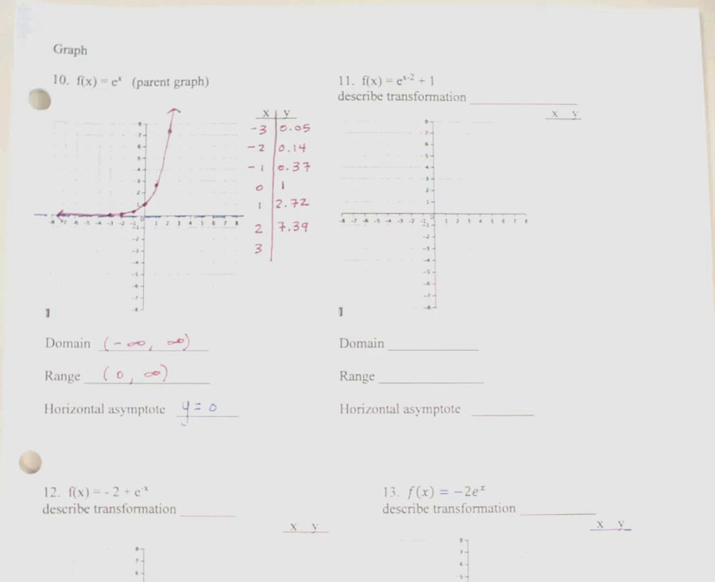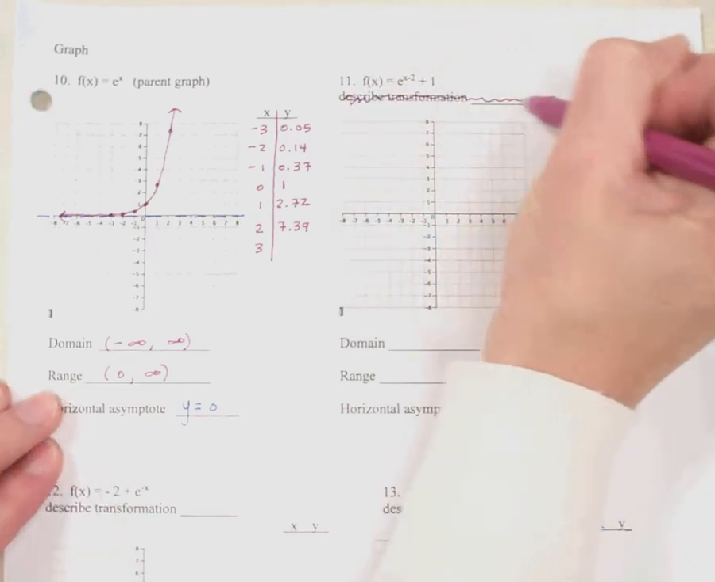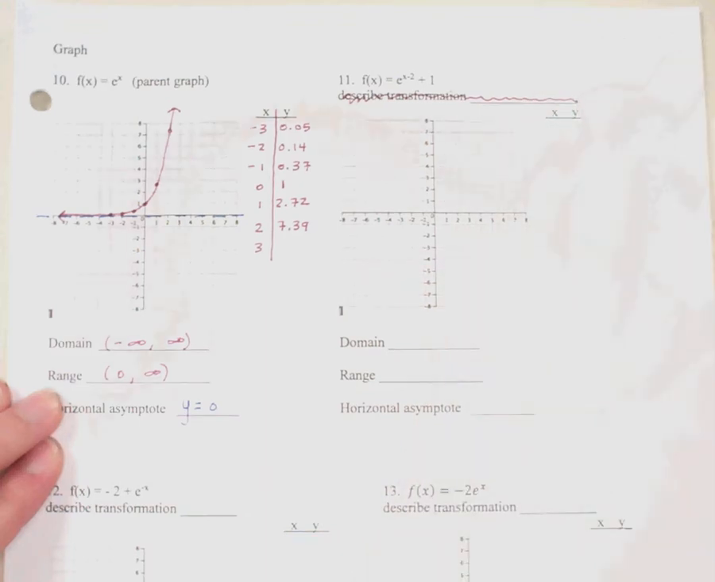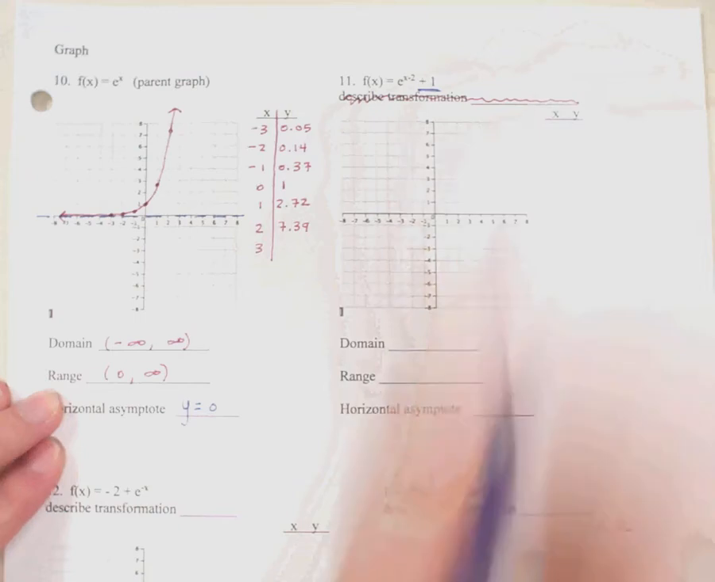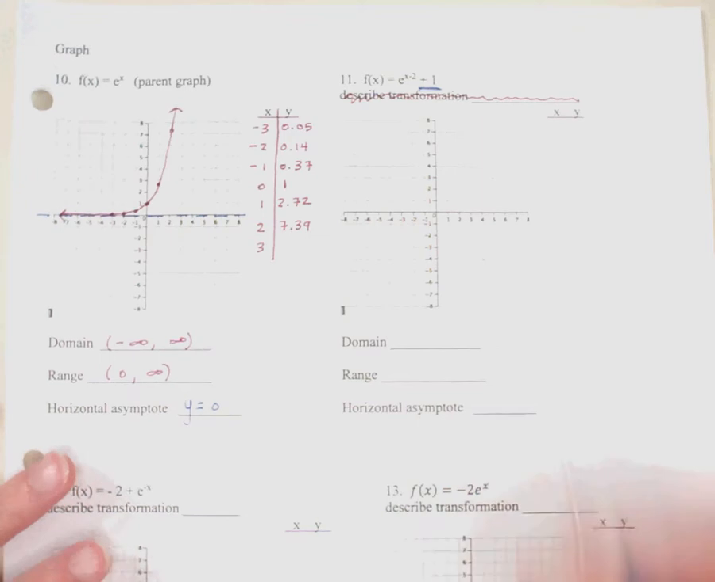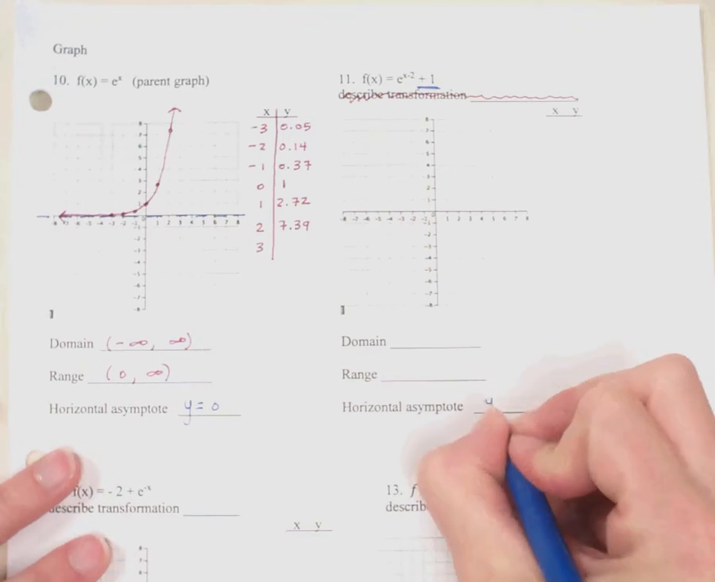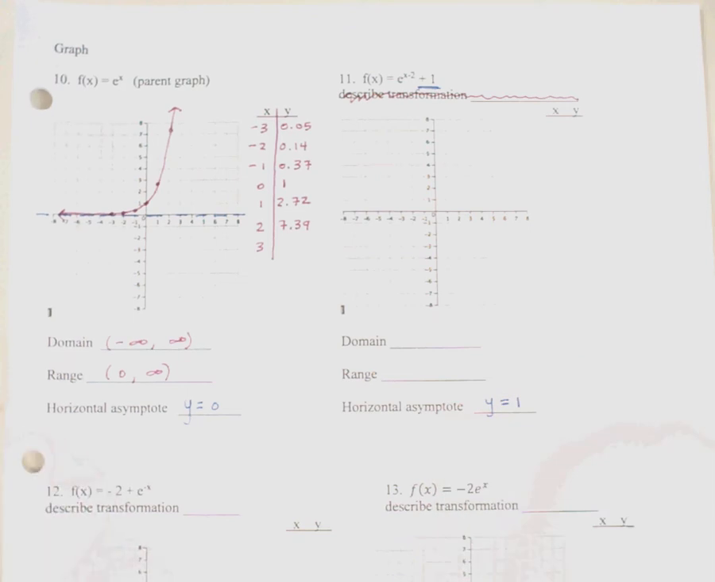Let's try one more. Problem number 11. We have f of x equals e to the x minus 2 power plus 1. Again, I'm not concerned right now about you describing the transformation, but what we do need to take note of is after the exponent, I have a plus 1. This means my graph is shifted up 1 unit, which also shifts the horizontal asymptote. So this horizontal asymptote is located at y equals 1.